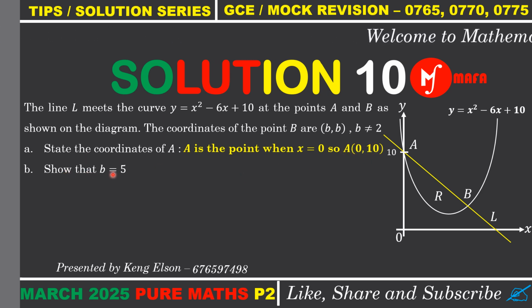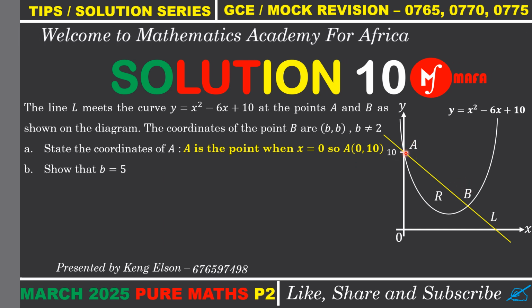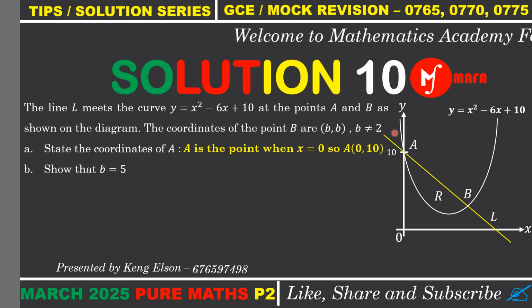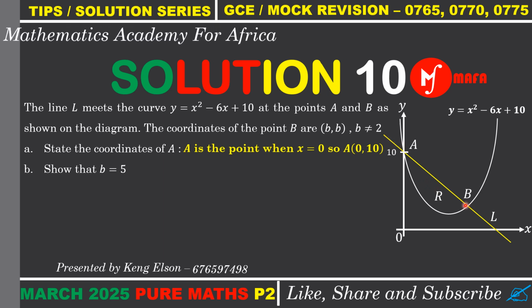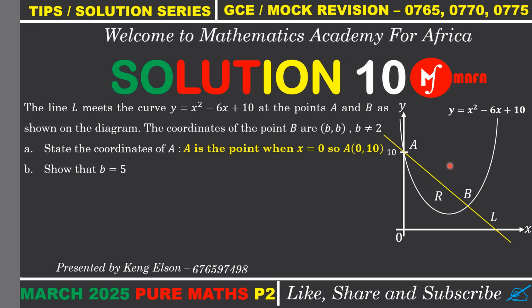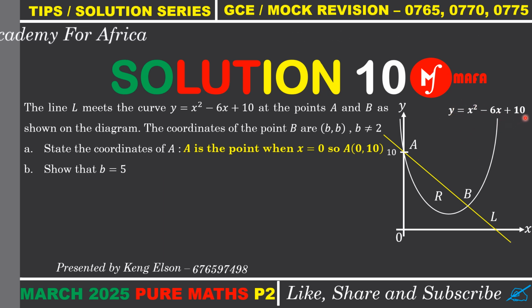Alright, show that b is equal to 5. So we have the information that the point capital B is a point of intersection of the line L and the quadratic, which means that the point capital B belongs to the line L and the quadratic. Since we don't have the equation of the line, but we have the equation of the quadratic, we are going to use the equation of the quadratic.